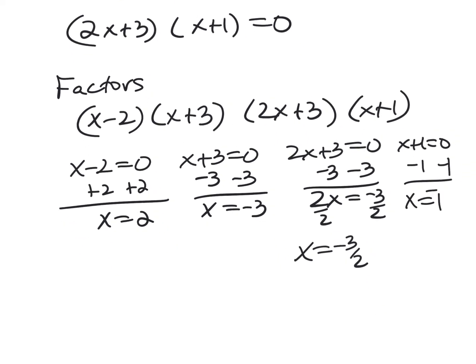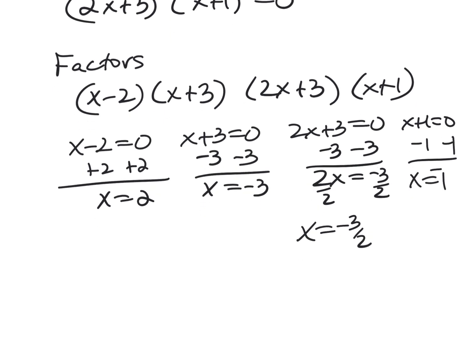So when you enter this in WebAssign, it's going to tell you to enter them separated by commas. I don't know if it says least to greatest. You can check that. But if it doesn't, let's just go ahead and do it least to greatest. So I would do -3, -3 over 2, or you could also enter it as -1.5, then -1, and then +2.